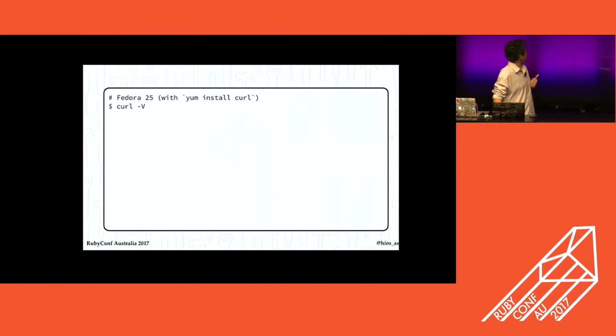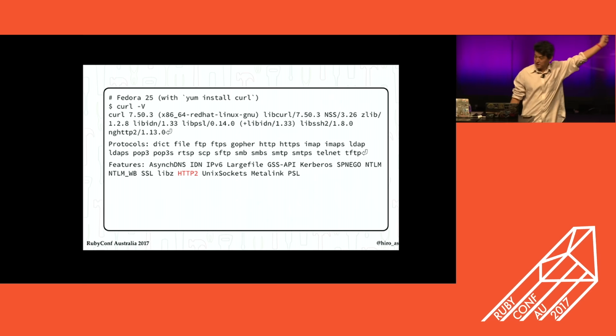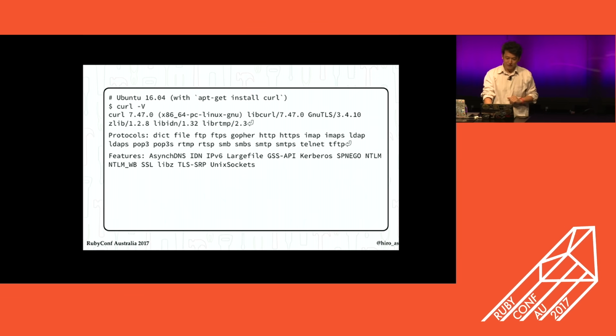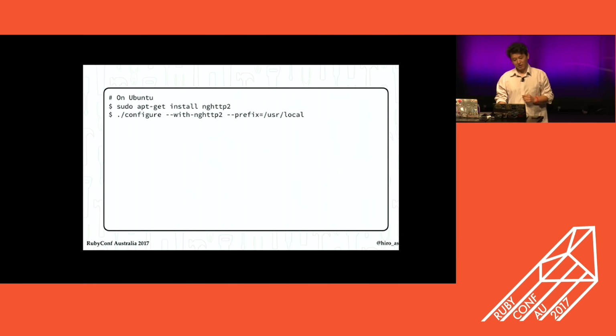If you pass this flag, dash capital V, you will get this long list of features that are implemented for this executable. And in the last line, you notice HTTP2. Okay, for Fedora, it is great. On Ubuntu, it is not, because you can see the last line of features doesn't have HTTP2 written there. And the same goes for El Capitan, as I mentioned. So if you want the H2 support, you need to do some compiling, and that's pretty straightforward, it turns out.